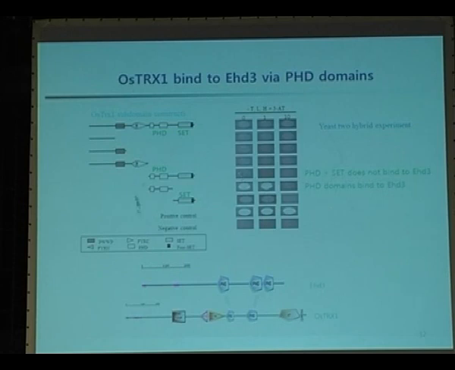We tried to see which domain is involved in the interaction, and we divided this area. As you can see, this PHD domain is involved in interaction with EHD3. If you have only the SET domain, interaction does not occur. So somehow we have to take out PHD. In fact, EHD3 protein has 3 PHD domains, and TRX1 has 2 PHD domains. Either one of these PHD domains or both of them may be involved in interaction. We have to study further.